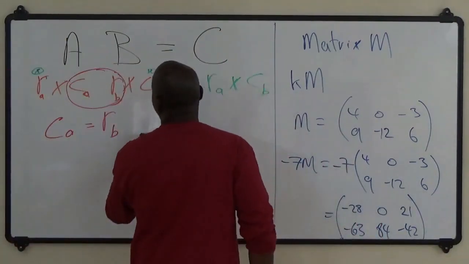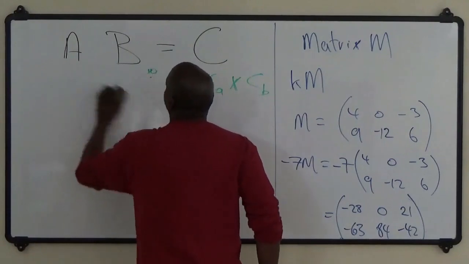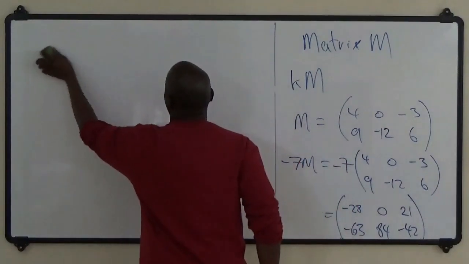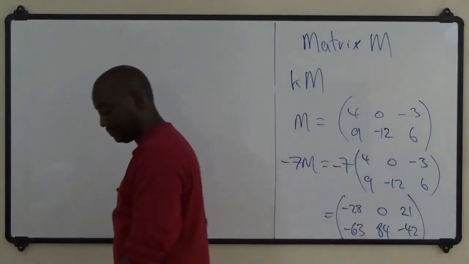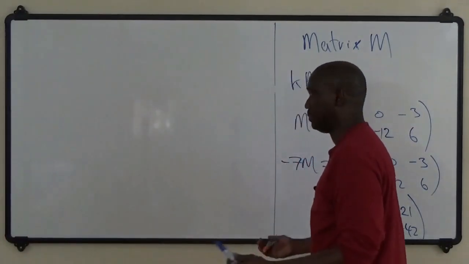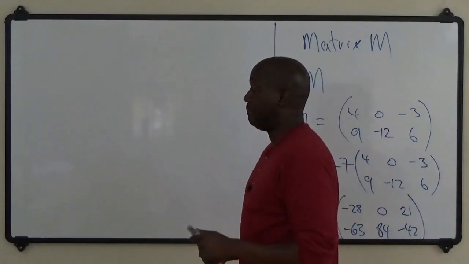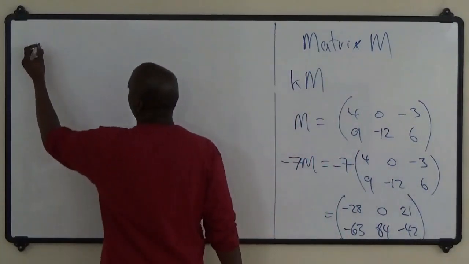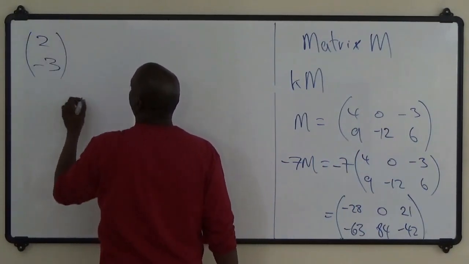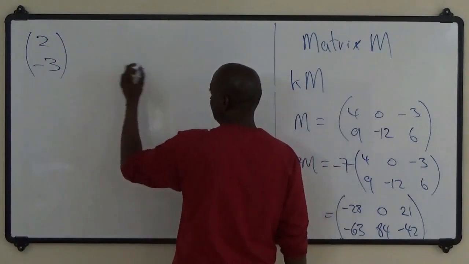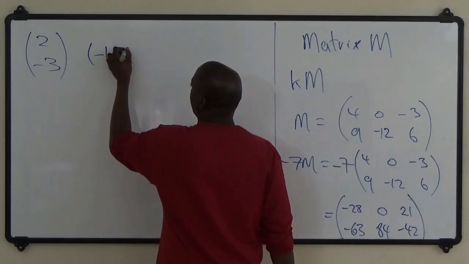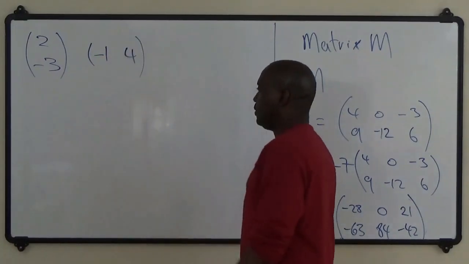So, let us start with a random 2 by 1 and a random 1 by 2. All right? So, if we have a 2 by 1 matrix, let us say there is 2 rows and 1 column, let us say 2, minus 3, multiplied by a 1 by 2, minus 1, 4.